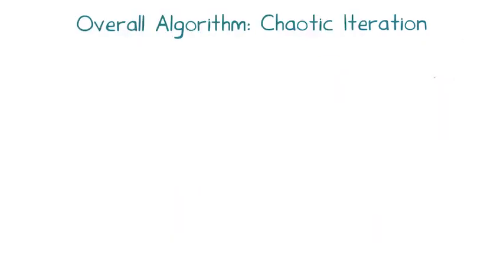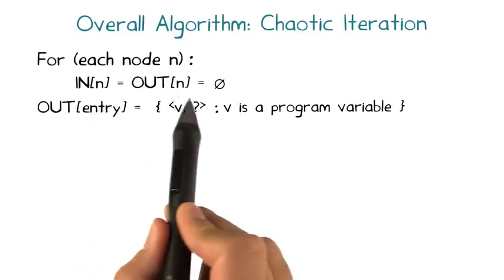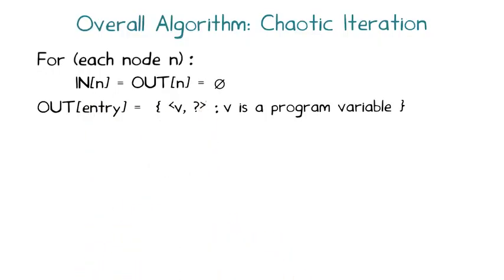Equipped with the two operations of reaching definitions analysis, let's step through the overall reaching definitions analysis algorithm. The algorithm starts by initializing the in and out set of each node n in the control flow graph to the empty set.